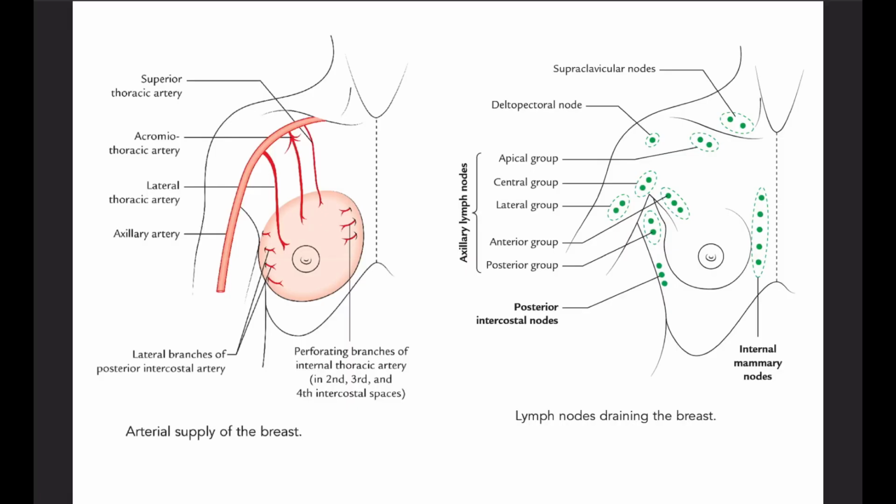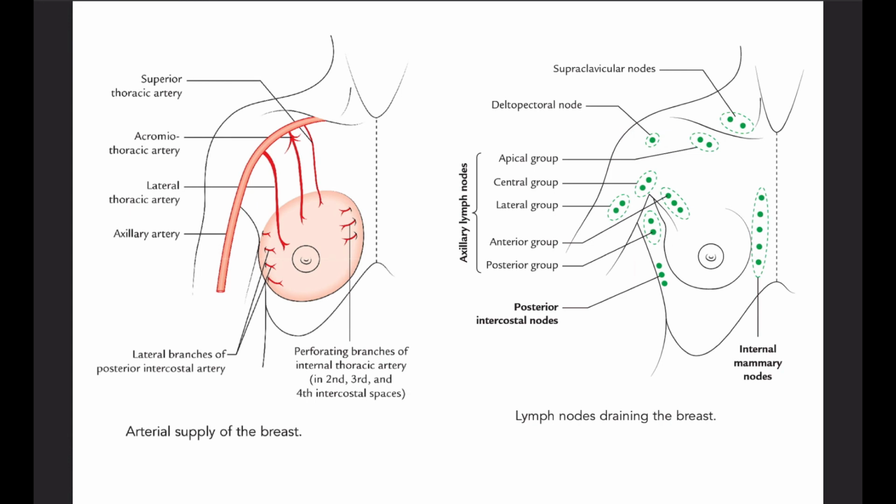The internal mammary lymph nodes lie along the internal thoracic vessels. The supraclavicular lymph nodes lie above the clavicle. The posterior intercostal nodes lie in the posterior part of the intercostal space in front of the heads of the ribs. The cephalic nodes or deltopectoral nodes lie in the deltopectoral groove.